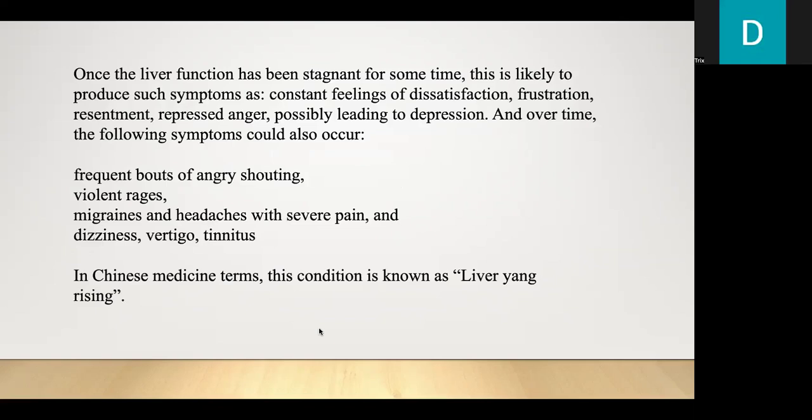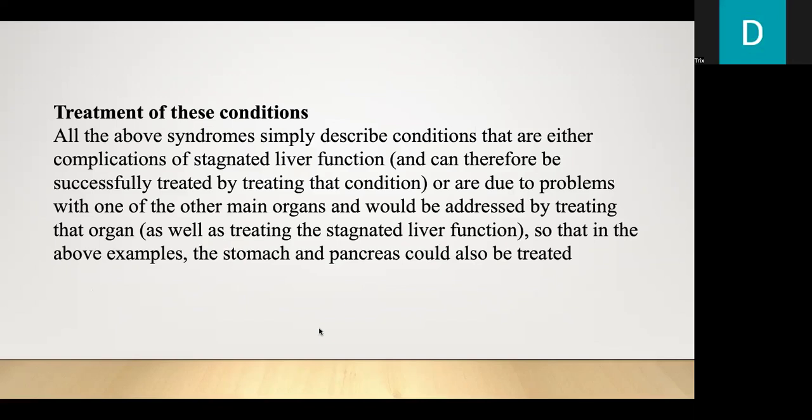Once the liver function has been stagnant for some time, this is likely to produce such symptoms as constant feelings of dissatisfaction, frustration, resentment, repressed anger, possibly leading to depression, and over time, the following symptoms would also occur: frequent bouts of angry shouting, violent rages, migraines and headaches with severe pain, and dizziness, vertigo, and tinnitus. In Chinese medicine terms, this condition is known as liver yang rising.